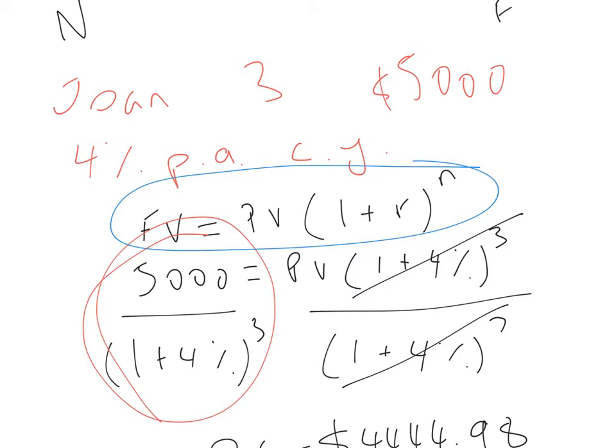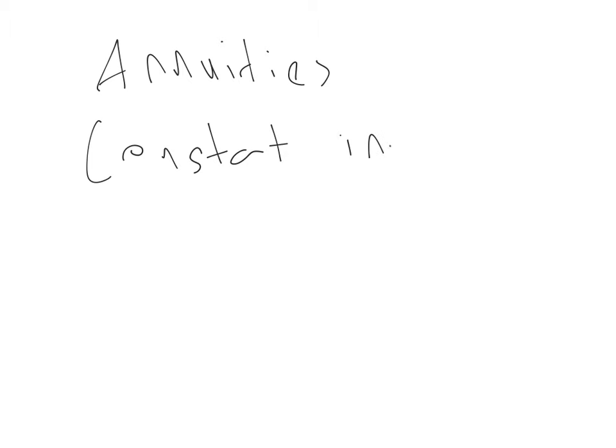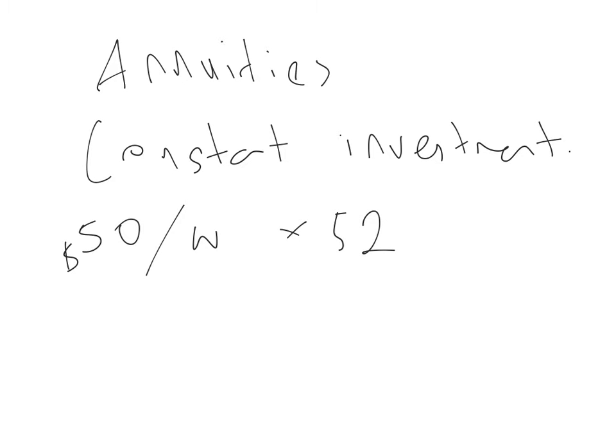Alright, so the last major type are these annuities. So an annuity is a constant investment by you, which is what most people do. So a lot of people have a Christmas account or something like that where they'll put $50 a week in their savings account, and that will happen every week for the whole year. And so they're going to put $50 in 52 times.